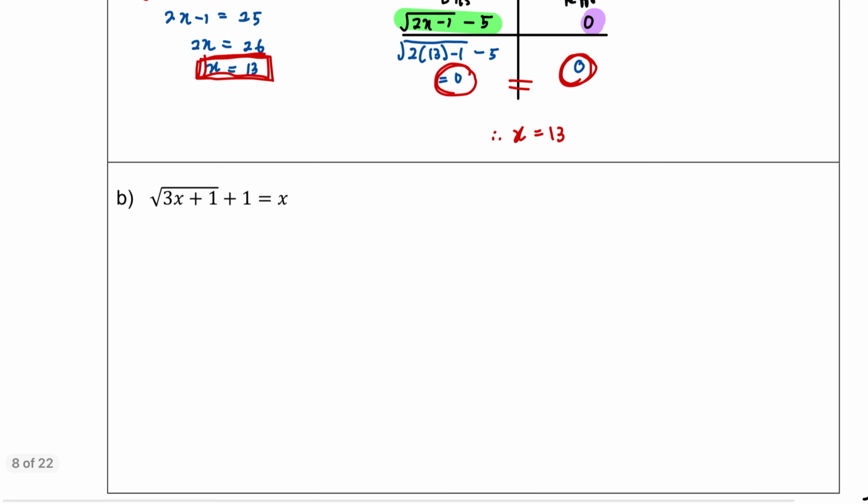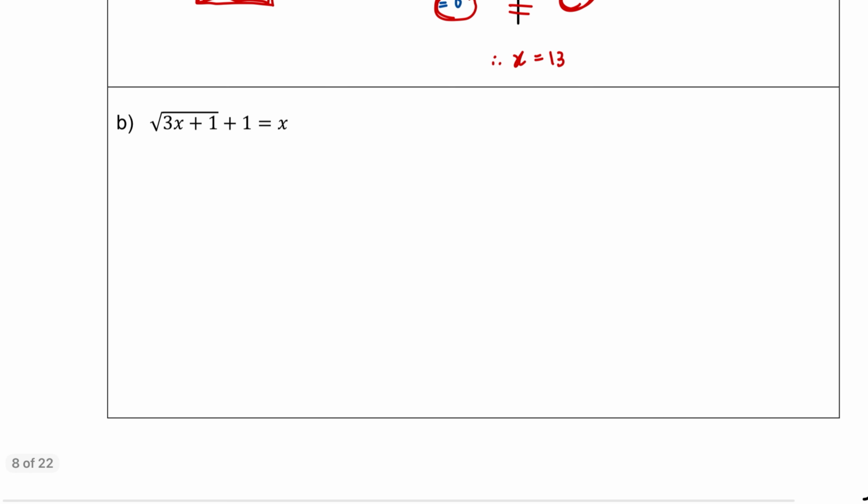Alright, next example. Okay, so next example, apply the same step. Okay, step yang pertama adalah kita singlekan surd. So, kita akan pindahkan 1 to the left hand side. Sorry, to the right hand side. So, surd 3x plus 1.